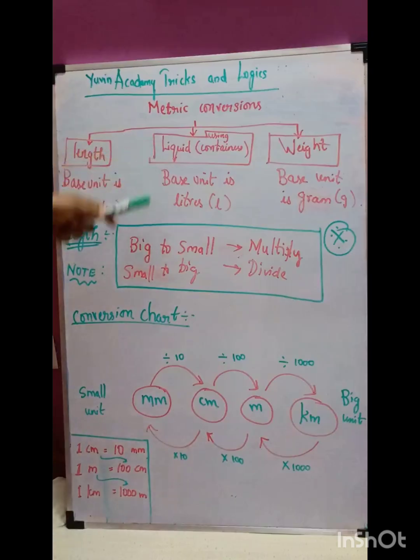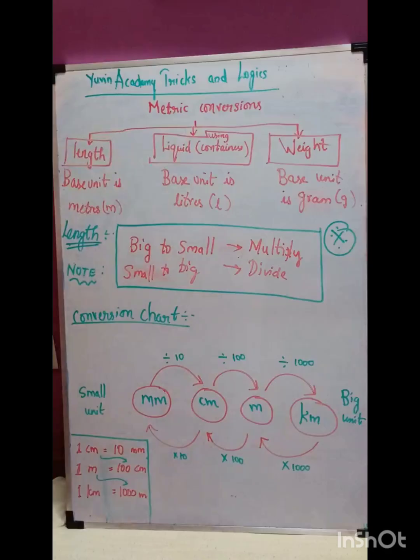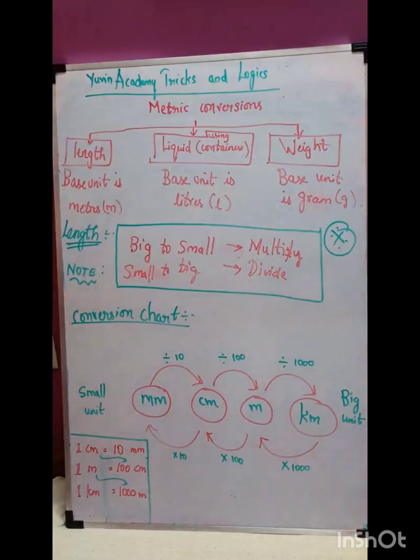Meter is the base unit. Then we will measure the liquid items, for example water, juice, milk, curd, buttermilk, whatever it is. Even petrol and diesel. The liquid items are mostly measured in liters. The basic unit is liters. Then the basic unit for weight is grams. For example, even our human weight is measured in grams. Then the fruits, vegetables, grains, and provisions are all measured in grams only.